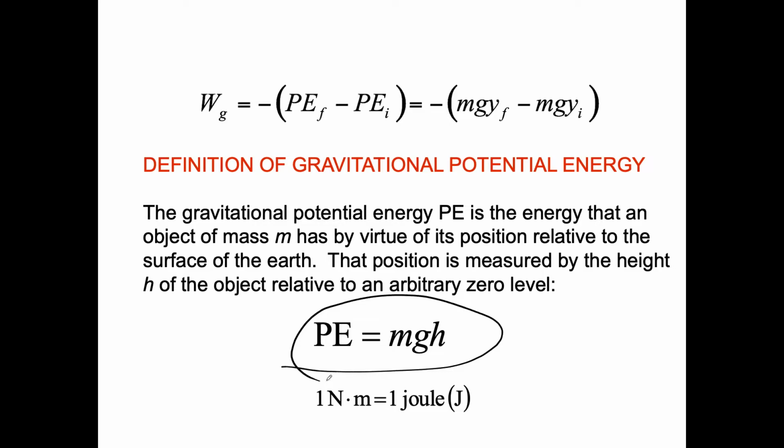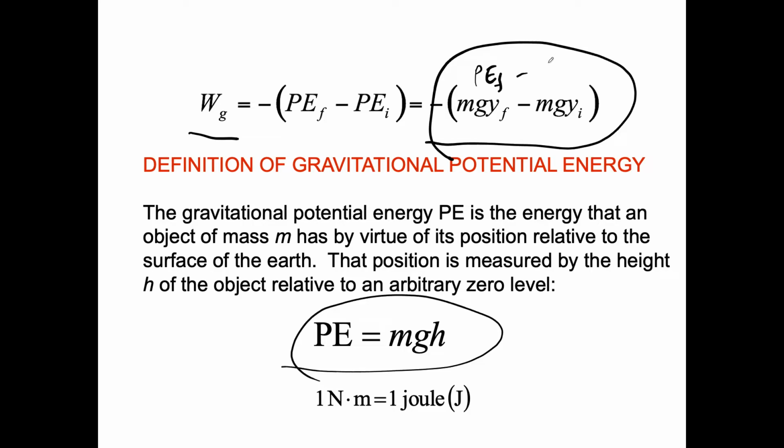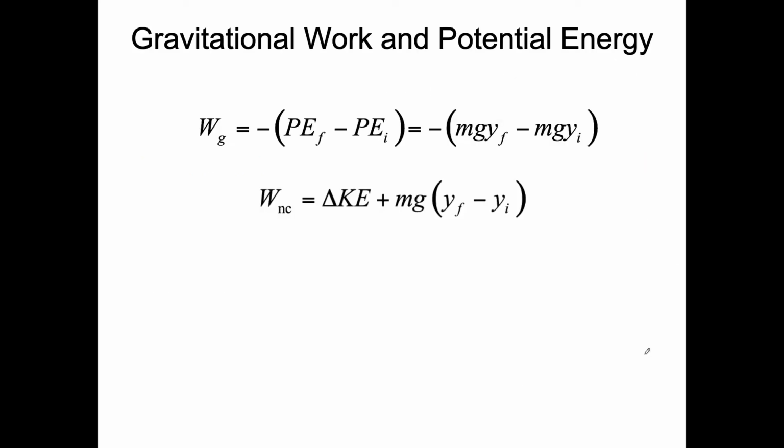The work done by gravity, this is from our calculation, right? And we define this as PE_f and this as PE_i. So apparently this is our change of potential energy. So the work done by gravity is the negative of the change of potential energy. Okay, so we can go back to the very beginning.